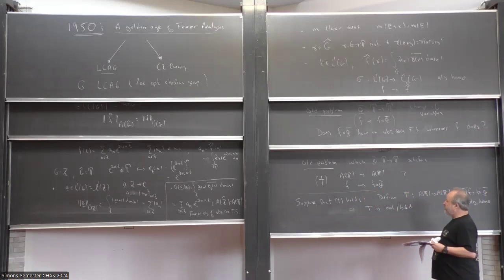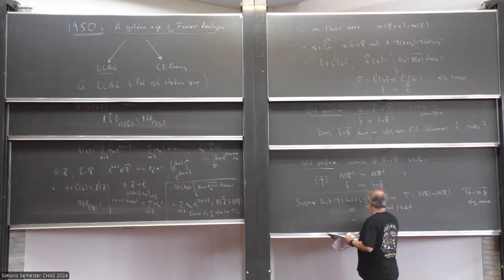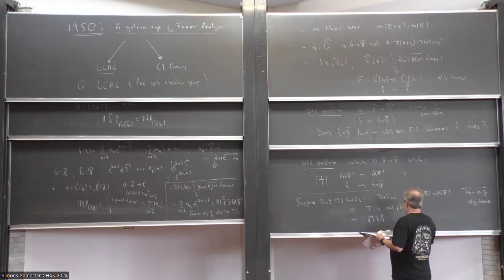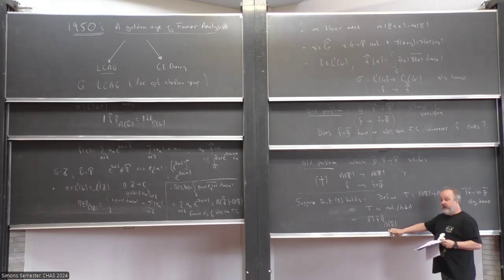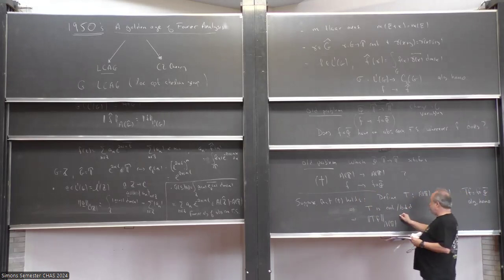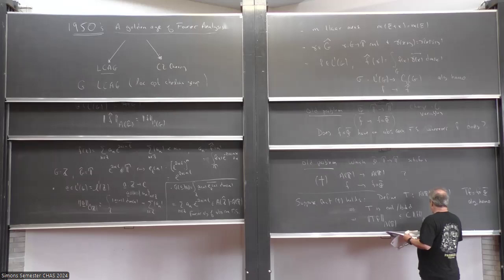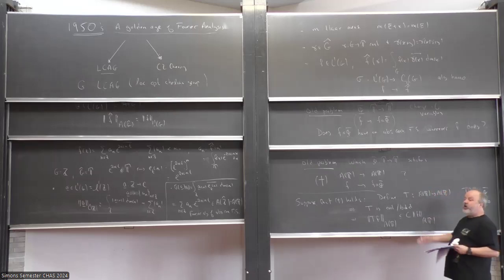So what does that mean? That just means I can find a constant so that if I look at this composition and take the norm in this Fourier algebra, just summing the Fourier coefficients, it is controlled by a constant times the norm. So we have this automatic continuity.